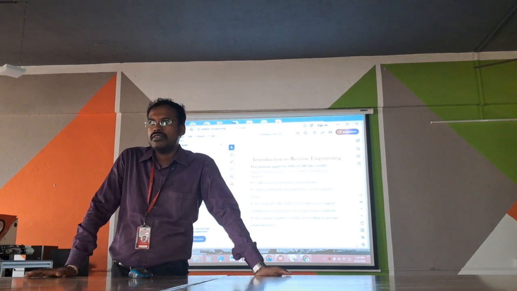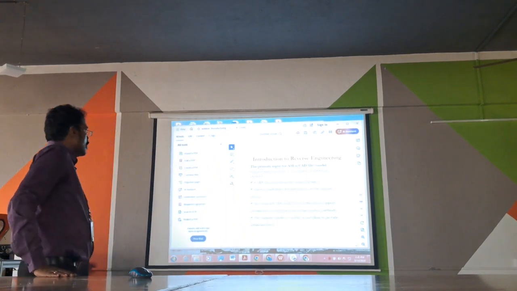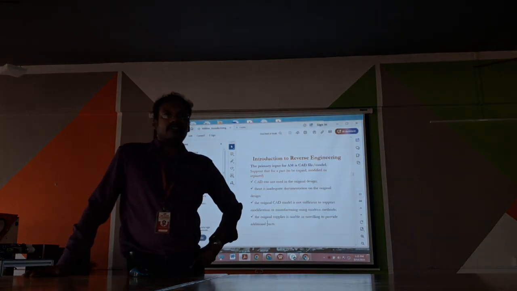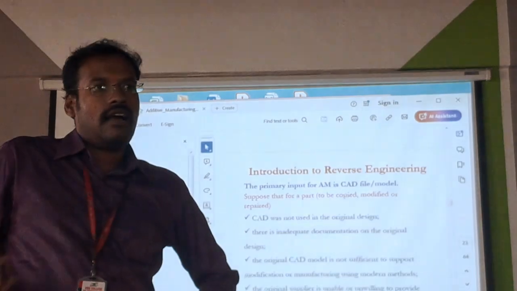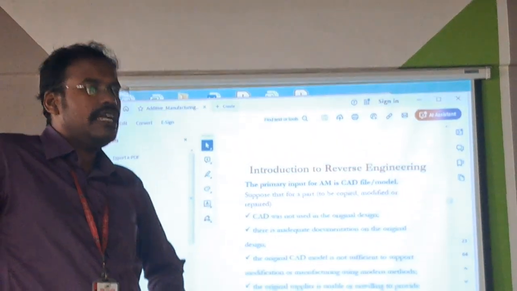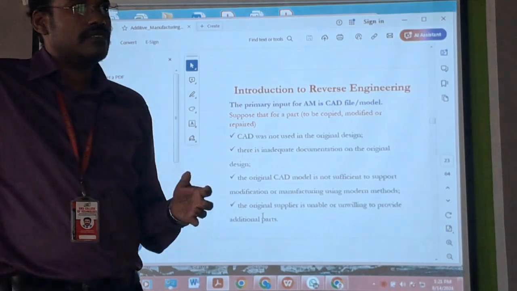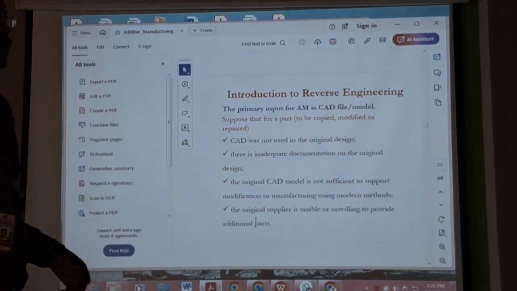In this series, we are going to discuss three important technologies aligned with additive manufacturing: haptics, CAE and reverse engineering. Why additive manufacturing is aligned with reverse engineering, we are going to discuss now.